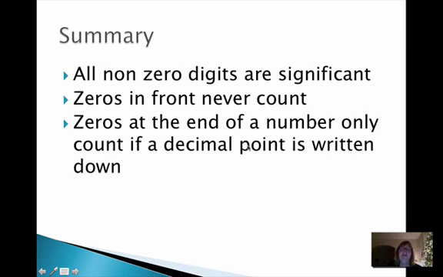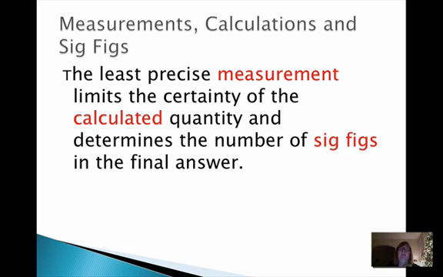Okay, so let's summarize. All non-zero digits are significant. So any number 1 through 9, significant. If you have zeros in the front before you ever have another digit, they're never significant. Zeros at the end of a number only count if you have a decimal point in your number. We're going to practice this in class as well. So you may be asked, how many sig figs are in this number? Now, what do we do with measurements and calculations in sig figs? That's what we're going to find out in our next video.